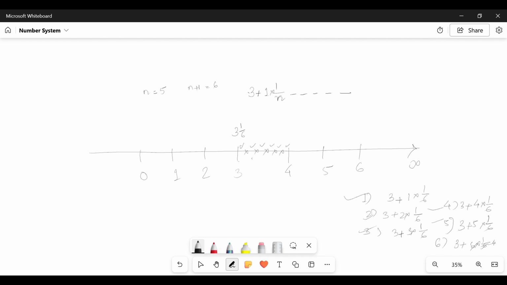whole 1 by 6, 3 whole 2 by 6, which would eventually mean 3 whole 1 by 3 if we simplify it further. This would be 3 whole 3 by 6, which is actually 3 whole 1 by 2. This, and then it would be 3 whole 4 by 6 and 3 whole 5 by 6. So this is the simplest way to find any number of rational numbers between two given rational numbers.